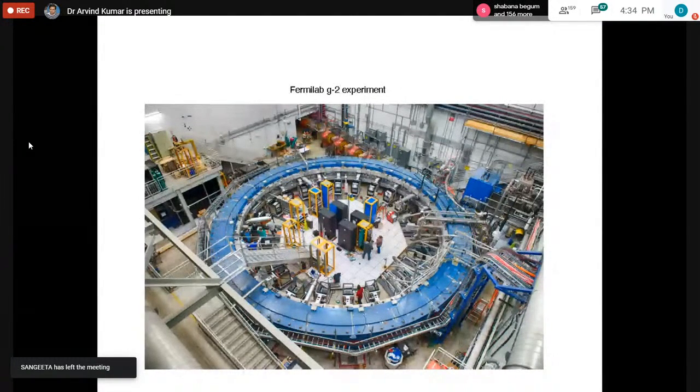So right now it's in Chicago, at Fermilab, and hopefully you'll have some results within a couple of years or so. Next slide.